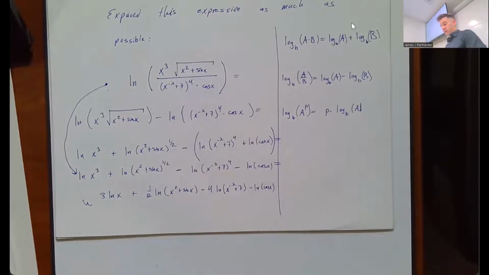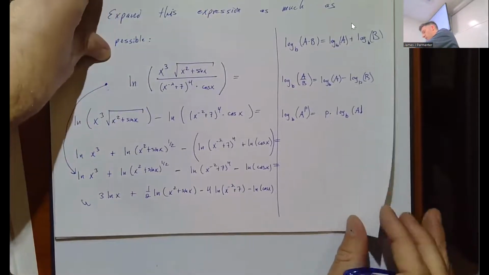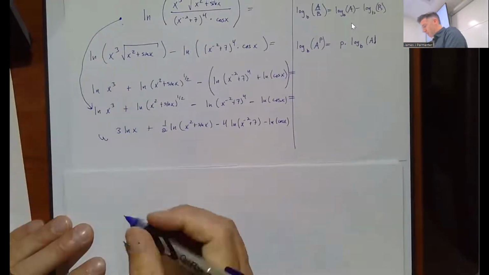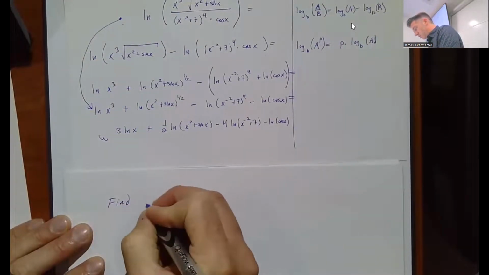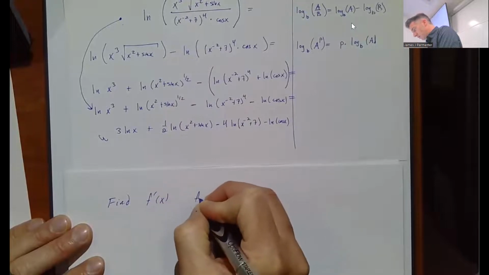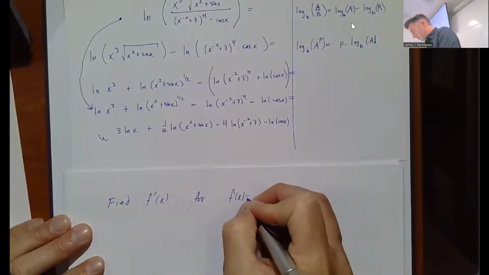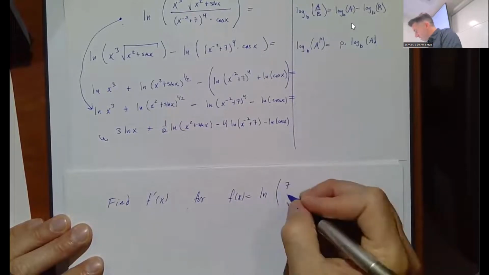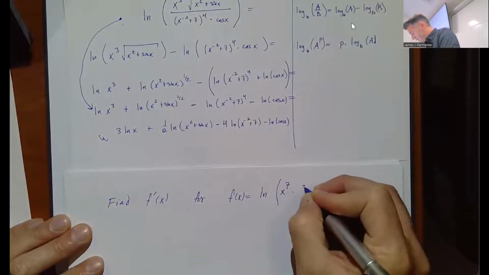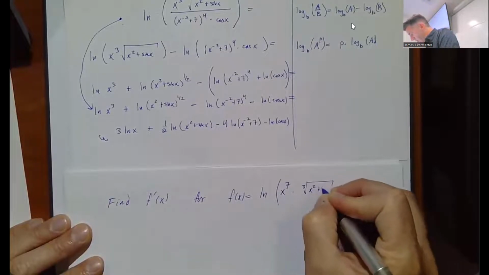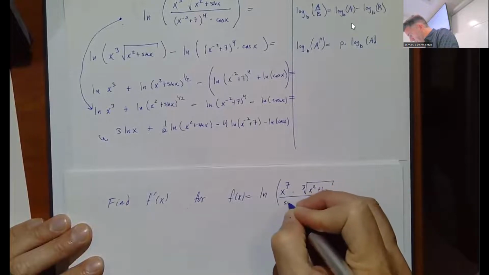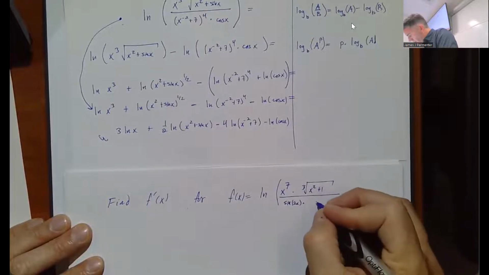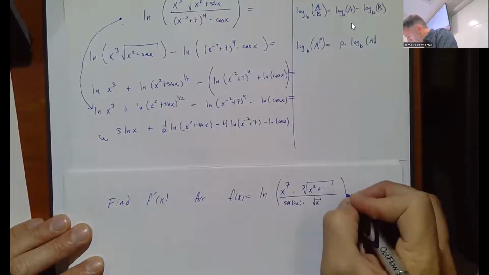Let's do another example just to have one more shot. And we will frame this in the following way. I want to find the derivative f prime of x for f of x equal to the natural log of x to the 7th times the cube root of x squared plus 1 over sine of 2x times the square root of x, just for fun.